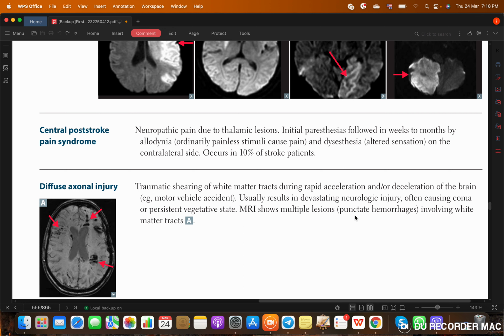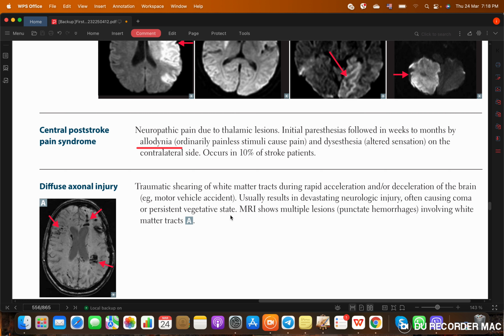So basically, they brought one human being, they removed his thalamus, and after removing the thalamus, they realized that this patient developed neuropathic pain. Neuropathic pain feels like a really, really hot liquid was poured into your body, and simultaneously there was a knife stabbing you. That's neuropathic pain. Due to thalamic lesion, of course, we don't remove it from patients. Thus, nowadays, it's only happening because of strokes. Initial paresthesia, which is an abnormal sensation, is followed in weeks or months by allodynia. Allodynia is when even really, really slight touch causes pain, guys.